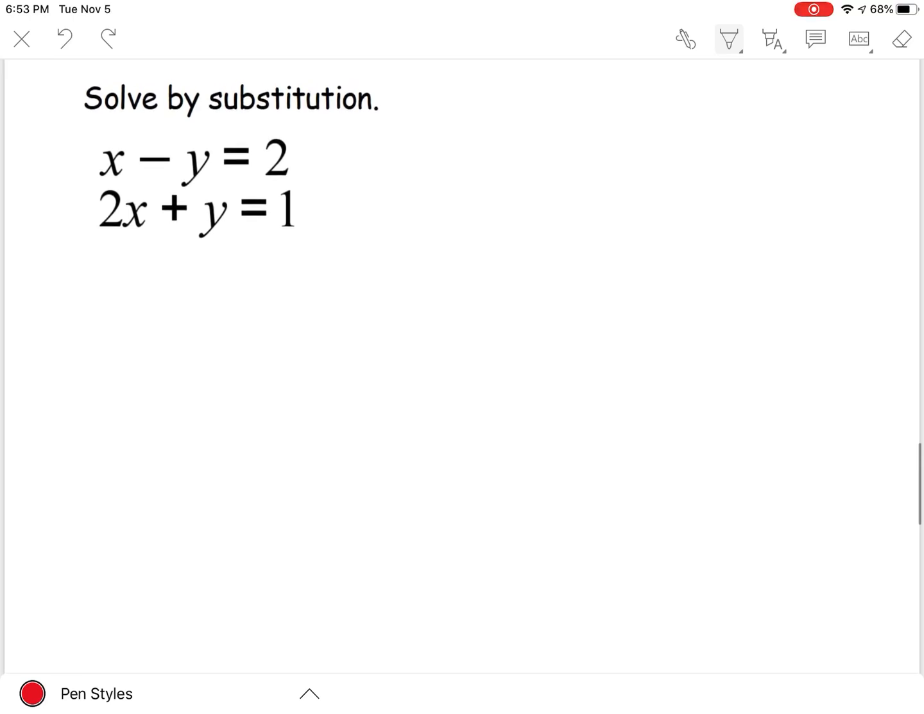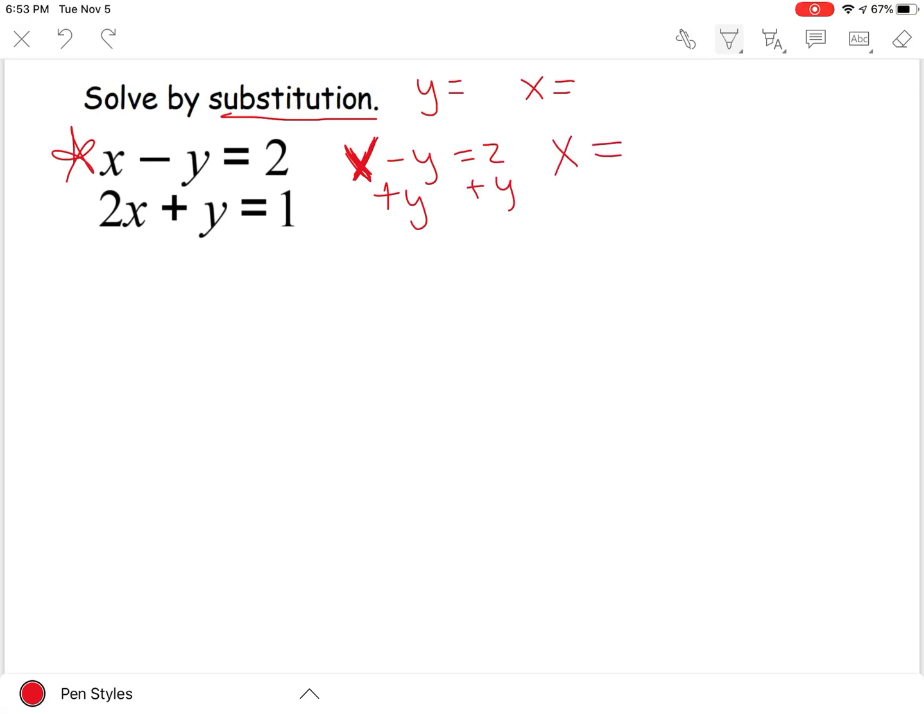Solve by substitution. We have the same equations, x minus y equals 2, and 2x plus y equals 1, but we want to solve by substitution. Remember, to solve by substitution, we either need to know what y equals or what x equals. So I'm going to rearrange this top equation to figure out what x equals. We have x minus y equals 2. If I want x by itself, all I need to do is add y. So we know that x equals y plus 2.